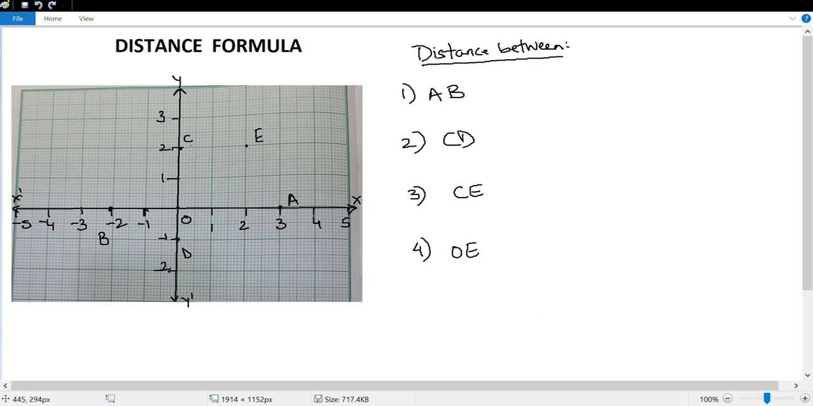I have drawn a basic graph and let's try and find the distance between A and B. So this is point A, this is point B, this is 3 and this is -2. So this is 3 units on this side, this is 2 units on this side. So the total distance will be 1, 2, 3, 4, 5. So this is 5 units.